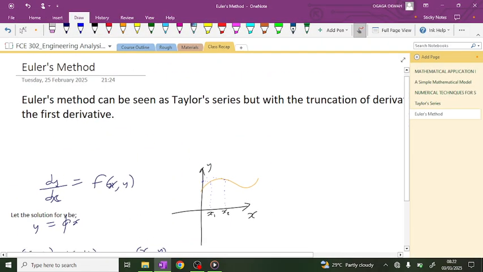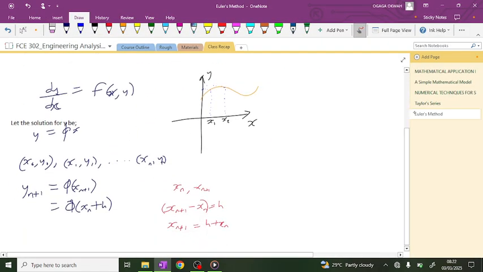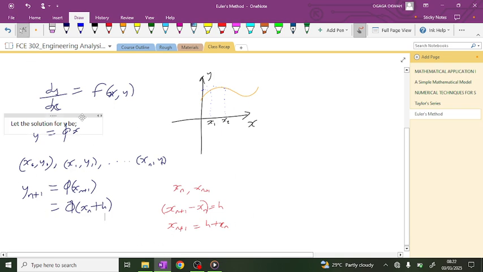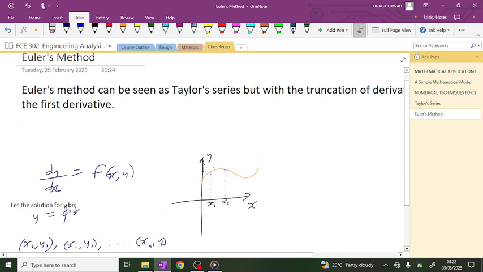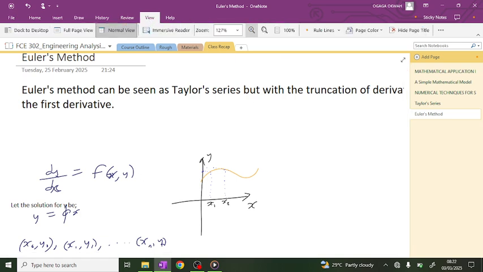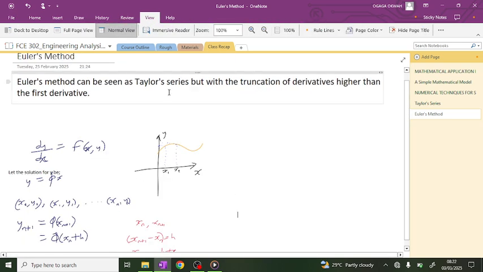Let's go back to the definition. Now this point, I hope we all understand what I just explained here. We are going to make use of it subsequently, but just bear it in mind. Now, from the definition of Euler's method, what we said about Euler's method is that it can be seen as the Taylor series, but with truncation of derivatives higher than the first derivative.